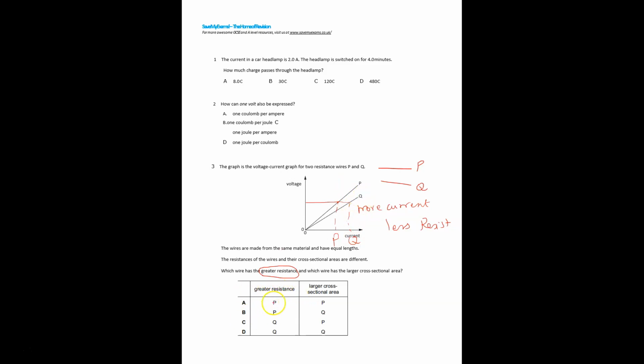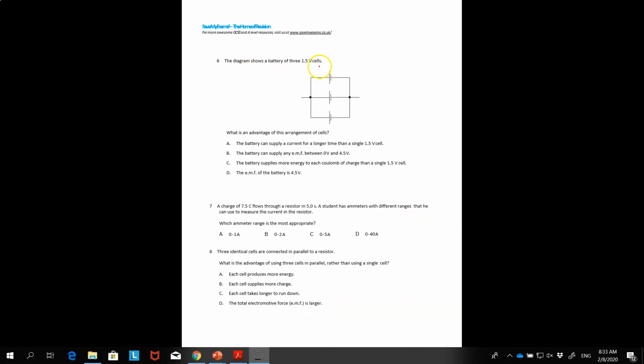So which has the greater resistance? Options A and B seem correct, and options C and D are wrong. Larger cross-sectional area means resistance decreases. So it will be Q, because Q has more current, which means less resistance. So the option is B. Question number 6.